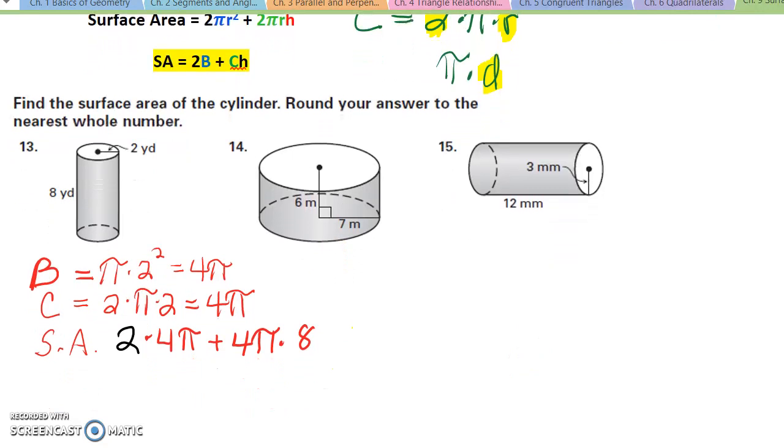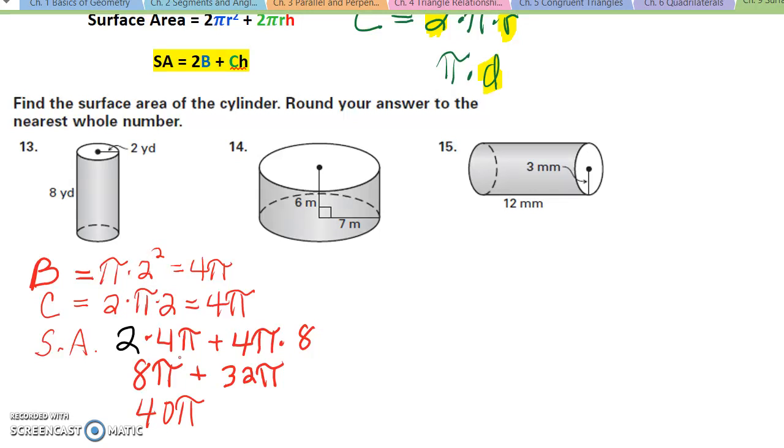Then we just do our computing. I have not typed the number 3.14 in or hit the pi button on my calculator. I think it's a lot easier just to do it like this and save your pi until the end. Save your pi for dessert. Save your pi till the end. So 2 times 4 is 8 pi. 4 pi times 8 is 32 pi. Now I can treat these like terms because they are, where we add our coefficients. 8 plus 32 is 40 pi.